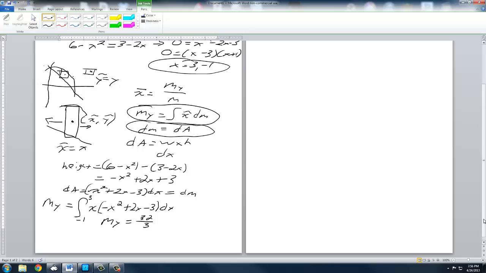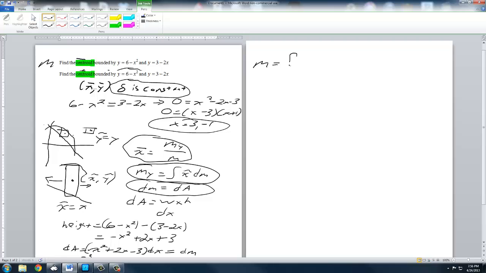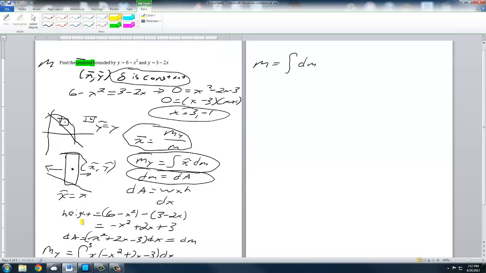Okay. The next thing we have to find, we have to scroll back up, is we're using this formula, so we need to find m. M is equal to the integral of dm. But dm is down here. Okay, there's dm. So this is just equal to the integral from negative 1 to 3 of dm, which is negative x squared plus 2x minus 3 dx.